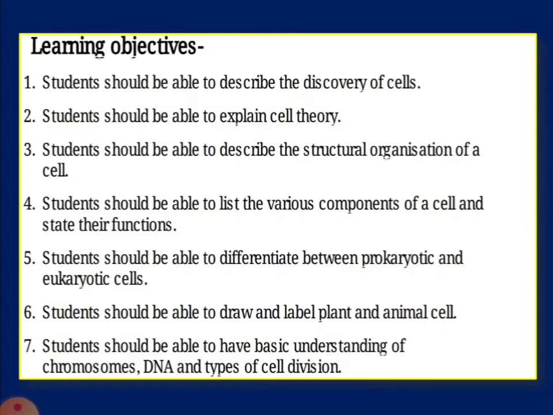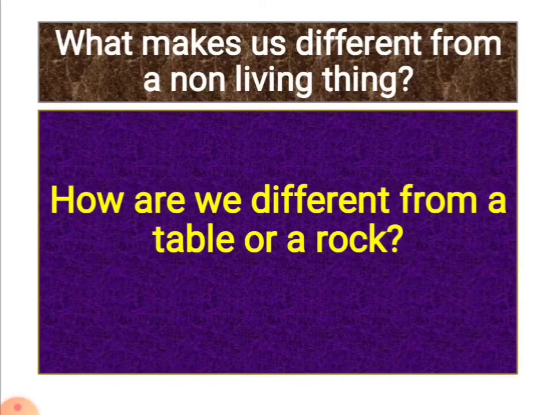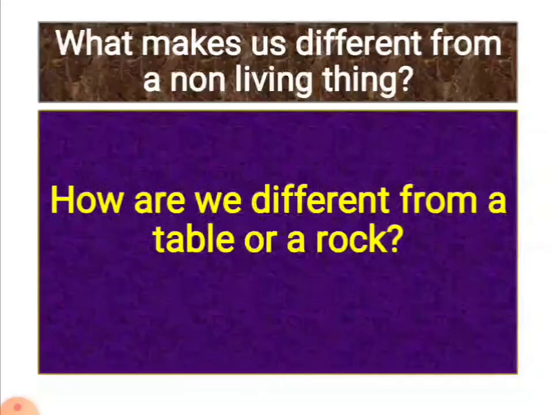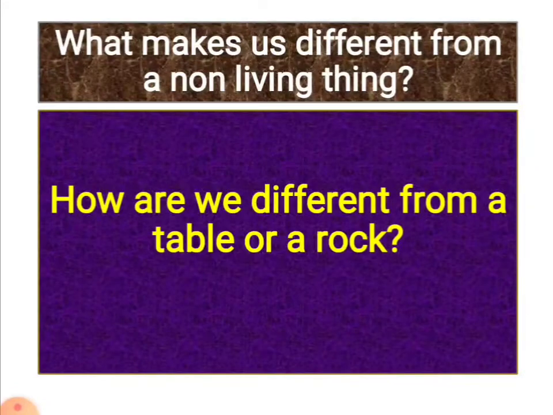Now today in this part we are going to learn about the various discoveries of the cell. So let's begin. First of all, the question arises: what makes us different from non-living things? Yes, how do we differ from a table or a rock? Can anyone tell me? Yes, children. There are various characteristics which differentiate whether something is living or non-living.